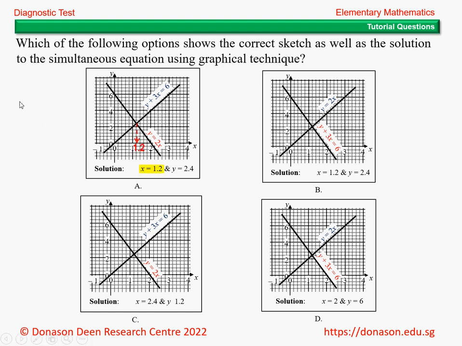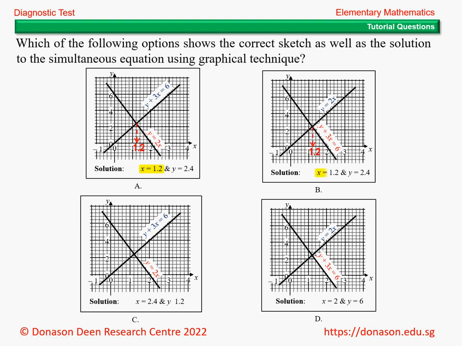So the quickest way to do this question would be to look at the point of intersection. This is where both the straight lines are cutting or intersecting each other. If you look at this, the scale is 5 squares to 1 unit. Therefore, each square must be 0.2. So after 1, there is one square, so that should be 1.2. So the x coordinate should be 1.2. So this graph A so far seems to be right because it's intersecting at x equals 1.2 and the solution is given as x equals 1.2.